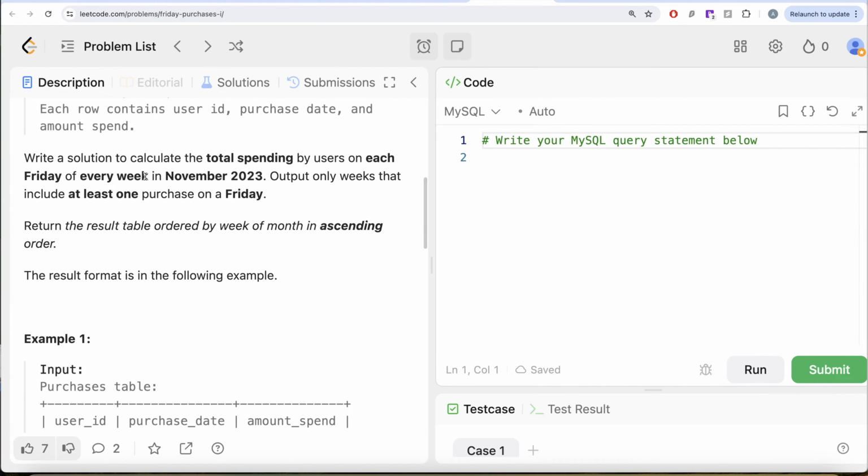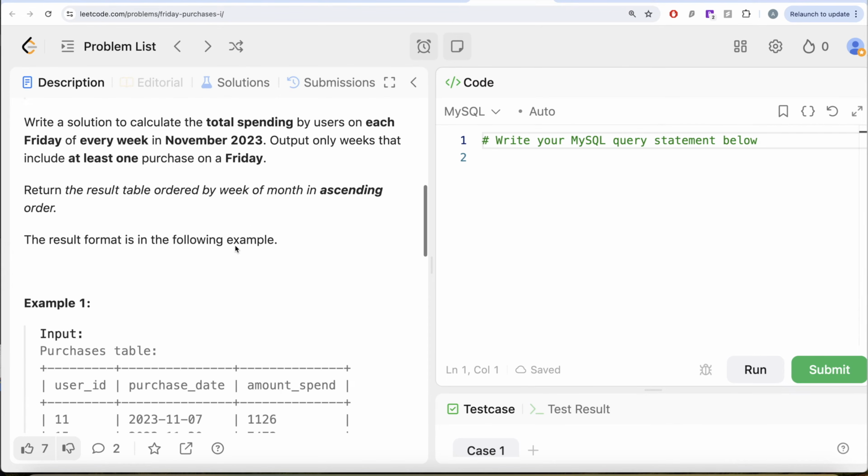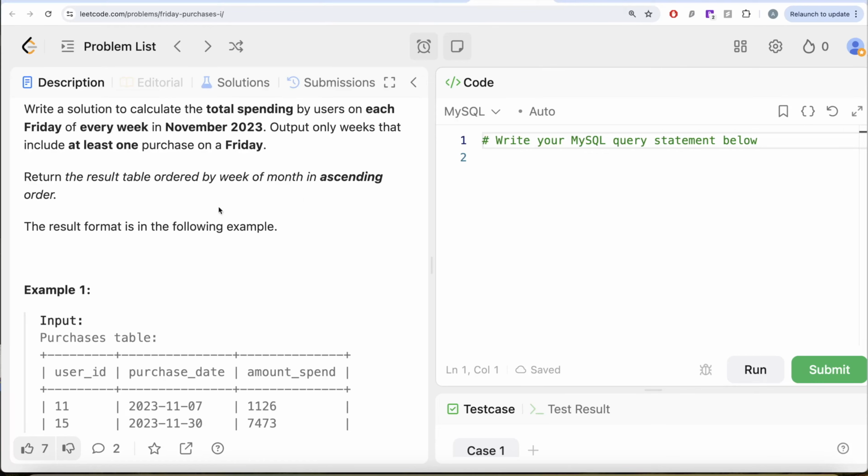We are asked to write a solution to calculate the total spending by users on each Friday of every week in November 2023. Output only weeks that include at least one purchase on a Friday. Return the result table ordered by week of the month in ascending order.